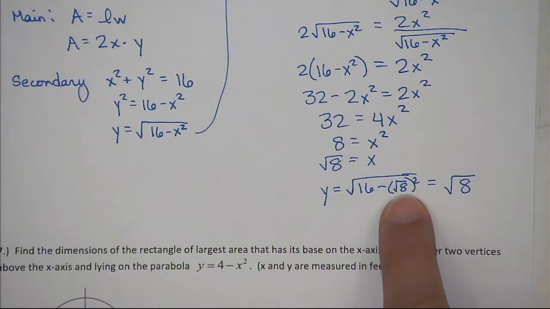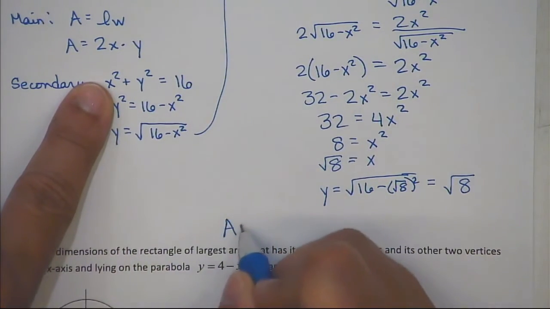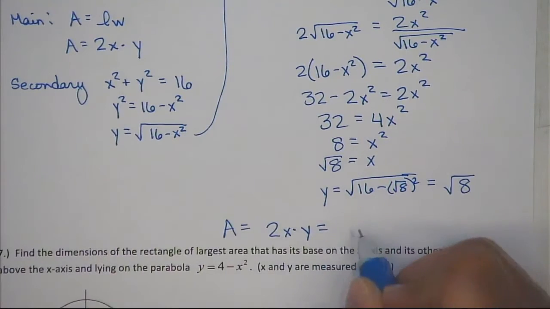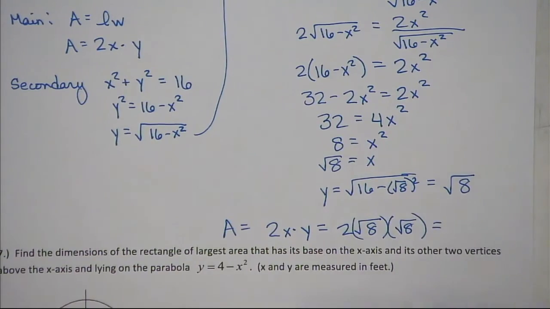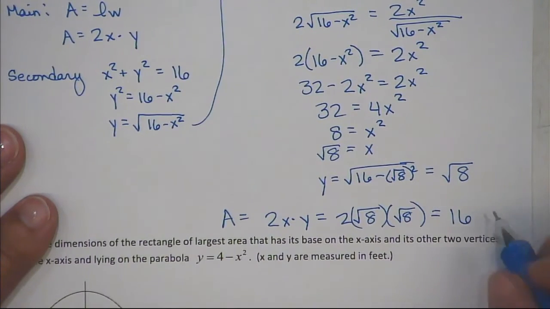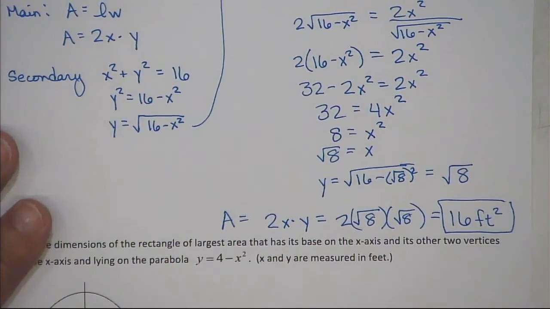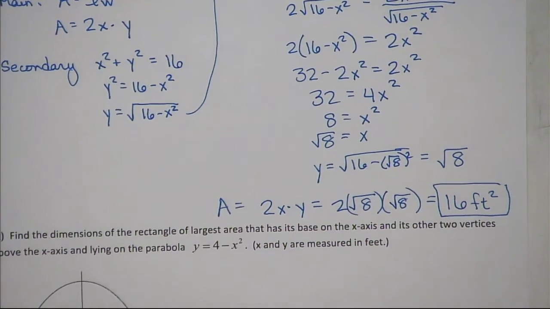Make sure you see that. So now I can find the area, which is 2 times x times y. So 2 times the square root of 8 times the square root of 8. Square root of 8 times square root of 8 is 8. Times 2 is 16. And that would be square feet. Good with that one?